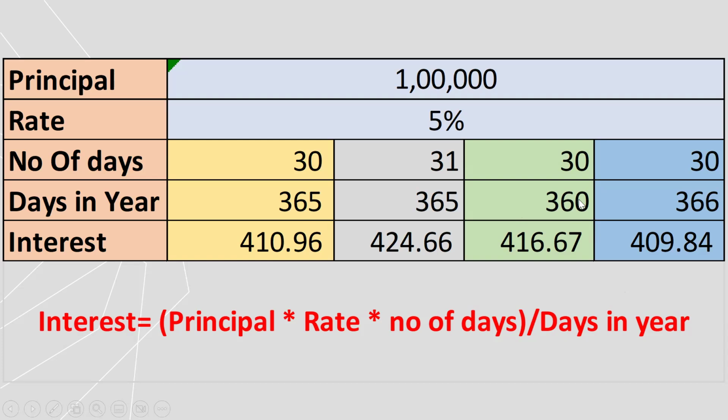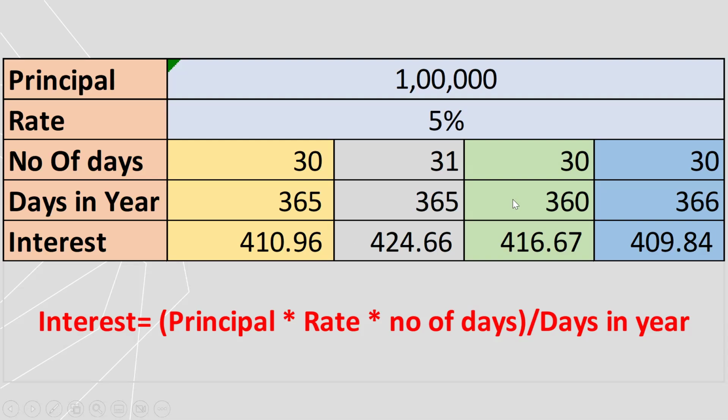If it is 360, then I'm getting 416.67, whereas if it is 366, I'm getting less interest. So it is a little tricky, and whoever understands this maths very well, for them it should be easy to understand. But these numbers are a little tricky over here.